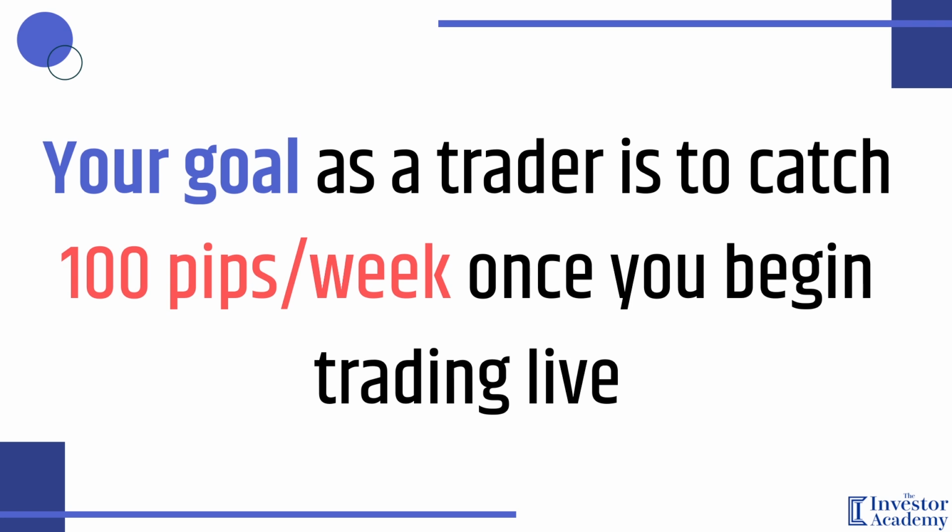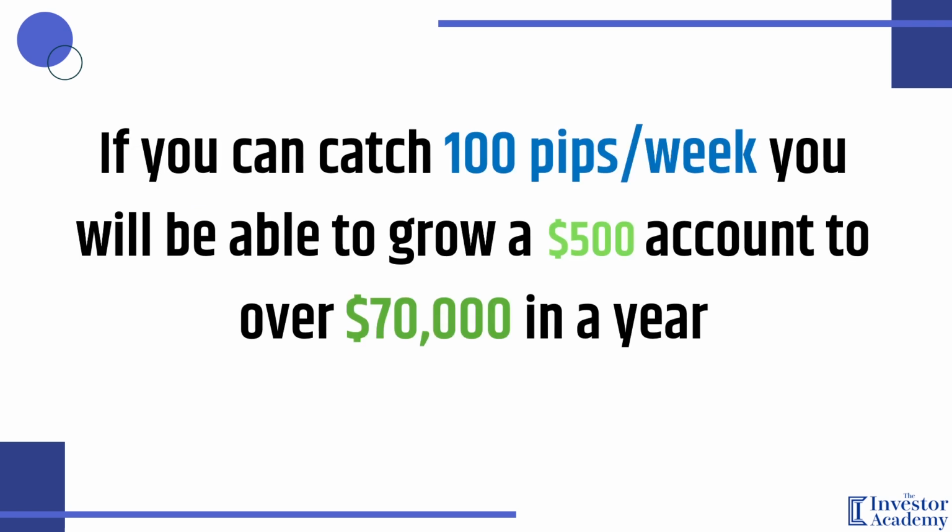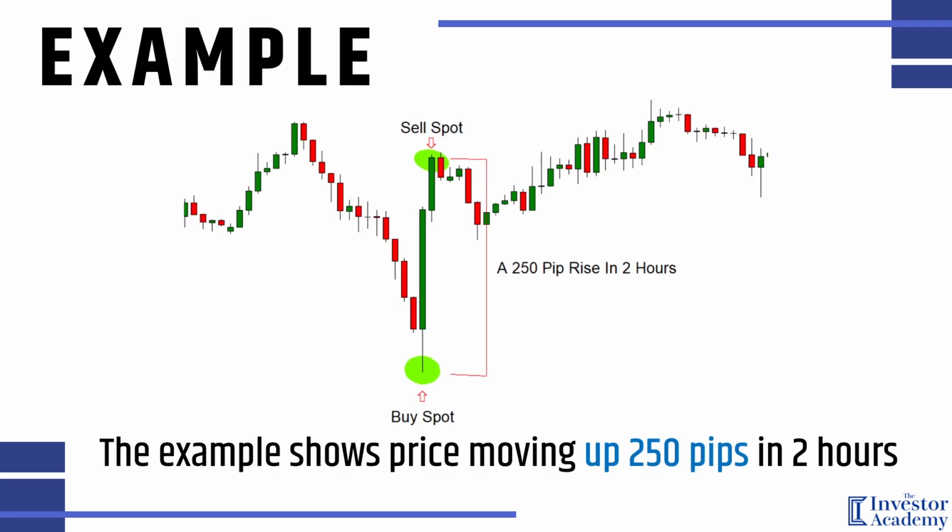As a rule of thumb, your goal as a trader is to catch 100 pips per week once you begin trading live. If you can catch 100 pips per week, you will be able to grow a $500 account to over $70,000 in a year and to multiple six figures over 18 months. Let me show you how.